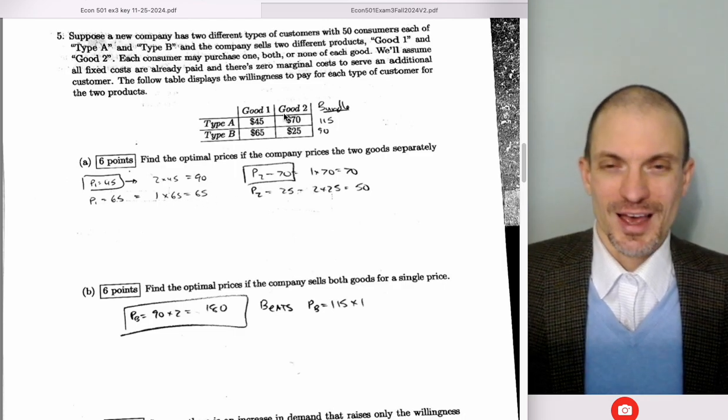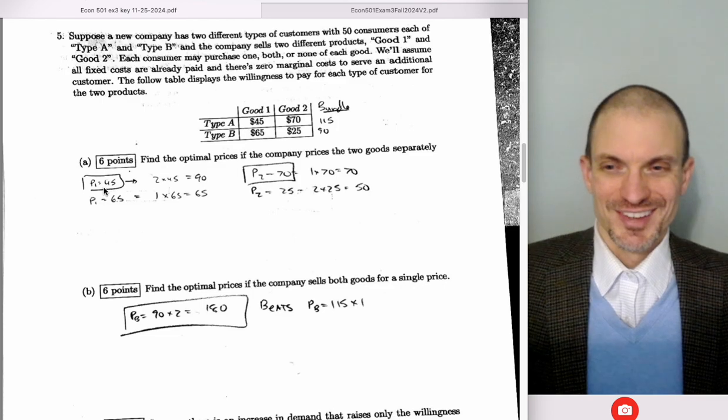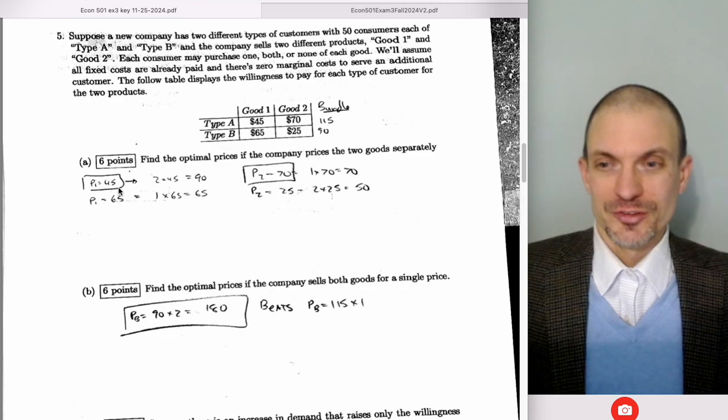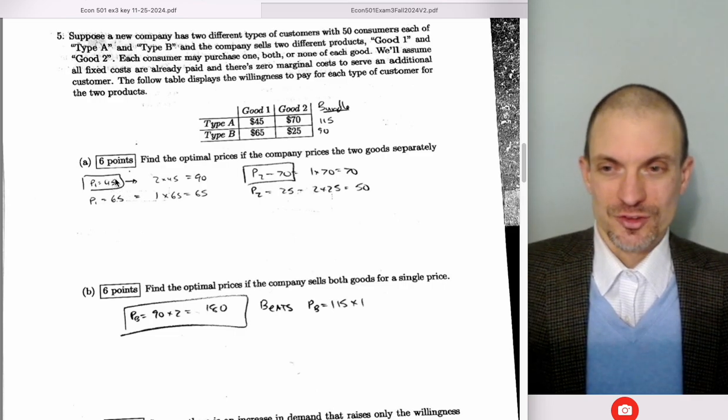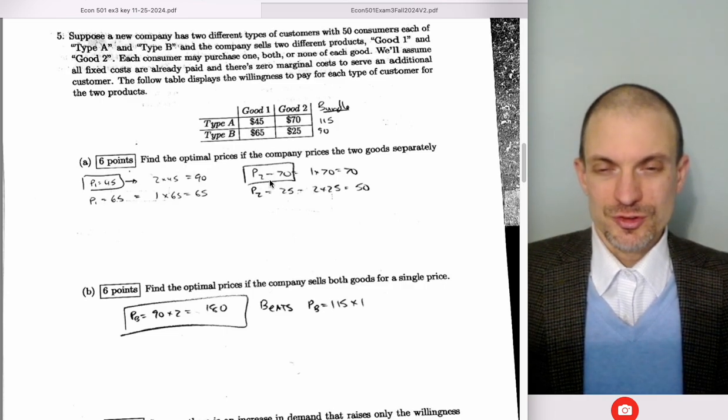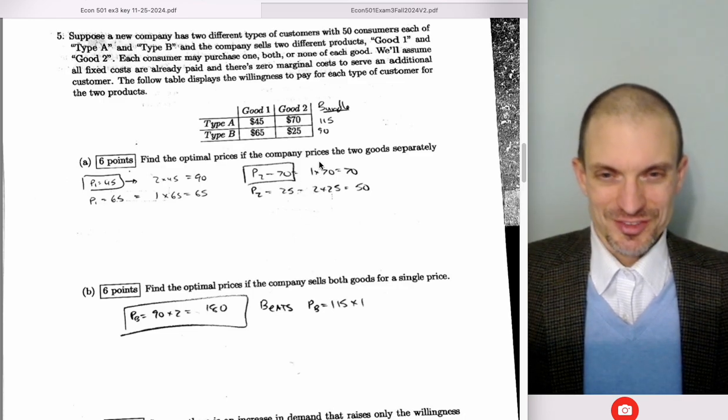Okay, fine, but this is enough. Using 2 customers or using 100 is the same as 1 and 50. It tells us that the optimal price for good 1 is 45, because then we'll sell it to both type A and type B consumers. What about the price of good 2? Well, if I set the price of good 2 at 70, I'll only sell to my 50 type A consumers. I said 1, so 1 times 70 is 70.